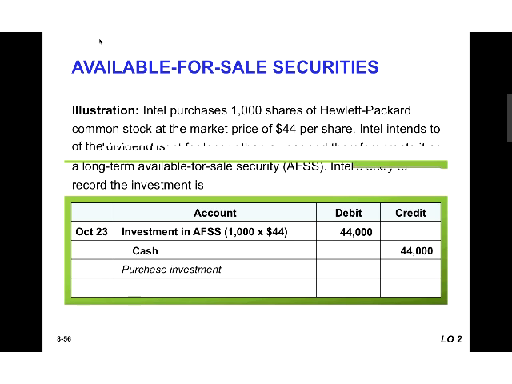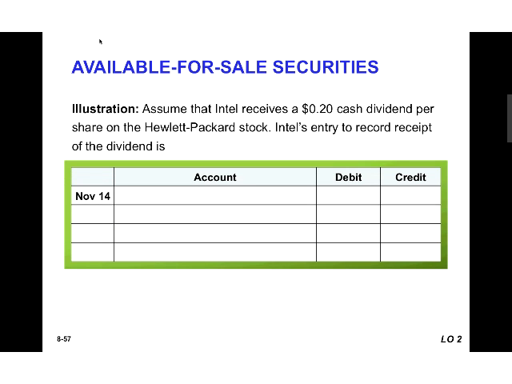So let's say, for our next example, we receive a 20-cent dividend. Well, 20-cent dividend times 1,000 shares gives us dividend revenue of $200. So we're receiving cash. 1,000 times 20 is $200 cash, and the dividend revenue is the credit. So those are the two pretty basic journal entries we have when we're dealing with investments. We can purchase it, and we can get dividend revenue.